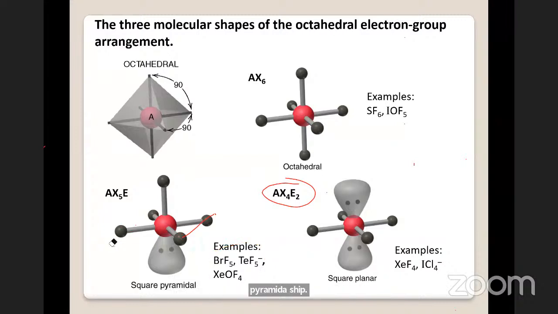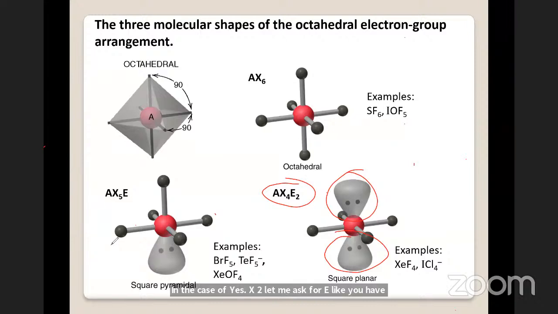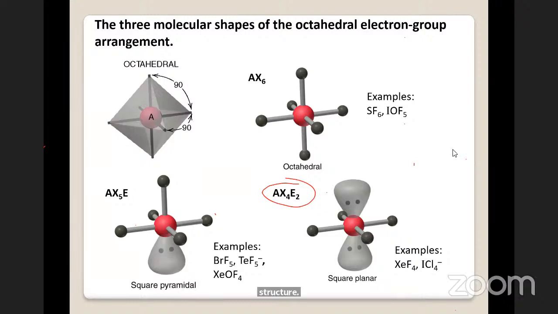In the case of AX4E2, you have your lone pair up there and your lone pair down. So in any case, what you will now have is your square as the base. So you have your square as the base, like that. So your structure is a square planar structure. The AX4E2 is a square planar structure.